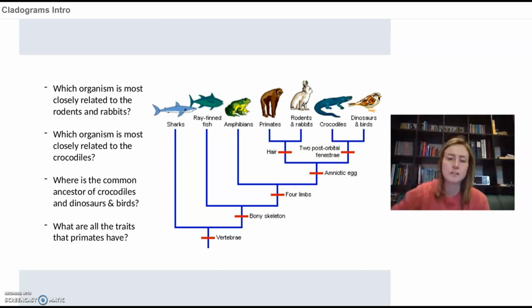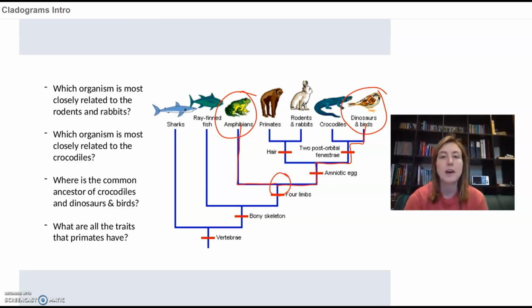Let's do one more practice of that because that's kind of tricky. So let's find the most recent common ancestor of amphibians and dinosaurs and birds because they're kind of less closely related. So I'm going to trace back the path backwards from amphibians, and then I'm going to trace the path backwards from dinosaurs and birds. And right here is where those two paths meet. So that would be the most recent common ancestor of amphibians and dinosaurs and birds. You can see since they are less closely related, their most recent common ancestor is farther back than the other one that we looked at, right?